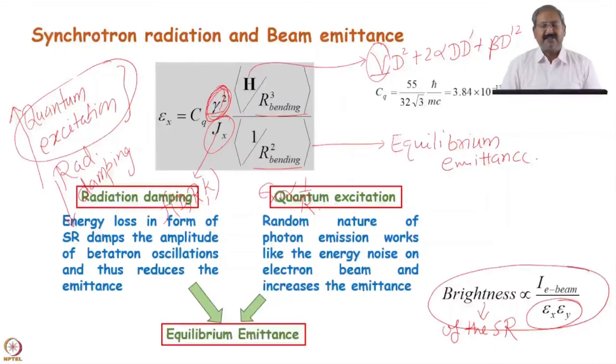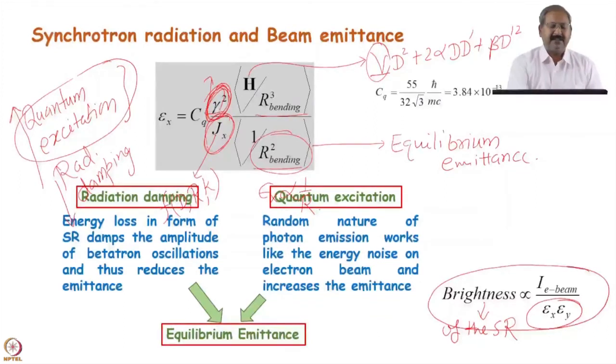So emittance can be low if you are having a low energy machine. But however, if you are having a low energy machine, then harder X-rays cannot be obtained. So if you want to obtain the harder X-rays, then you have to increase the gamma. And as you increase the gamma, emittance increases. Then you have to play with this Jx and this R to make the emittance smaller. Means you make a bigger machine, a bigger synchrotron. A bigger synchrotron will give you the lower emittance even at higher energies.